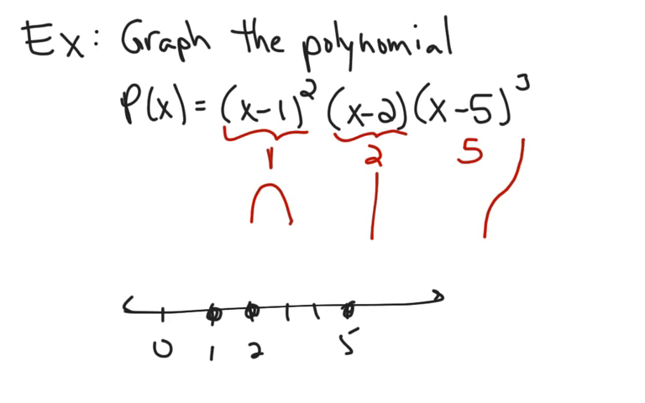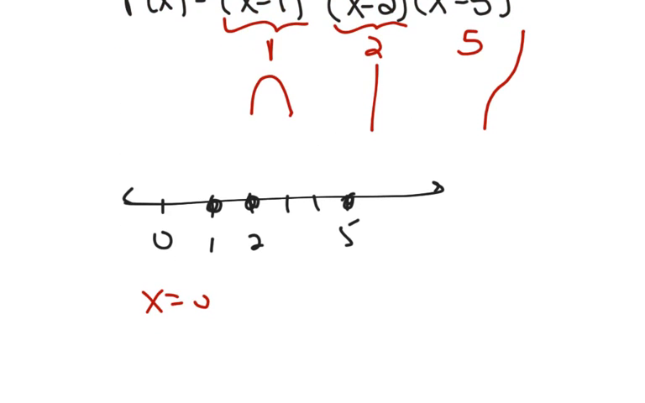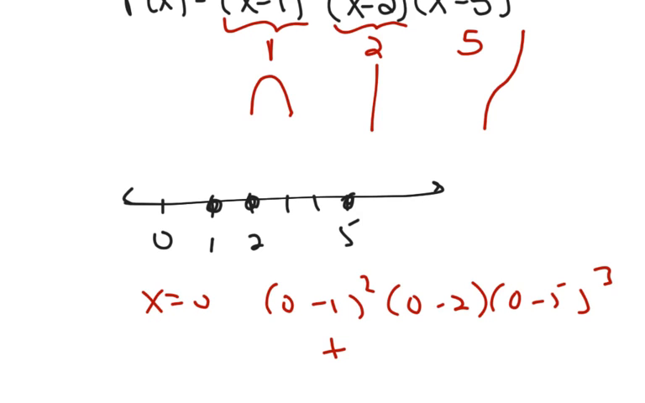So when x is 0, let's find out what the graph is going to look like. It's going to be 0 minus 1 squared, 0 minus 2, 0 minus 5 to the third. So positive, negative, negative is going to give me a positive. So the graph is going to be above the x-axis.